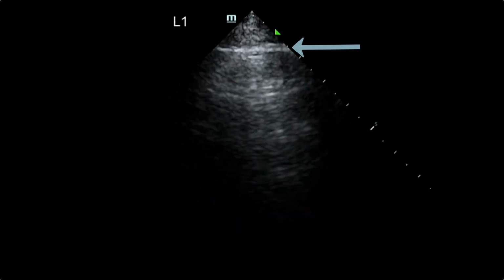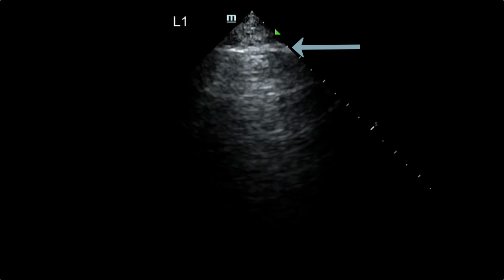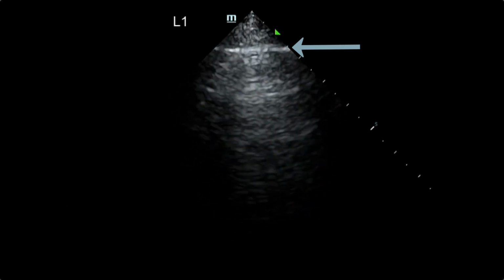The pleural line is the brightest horizontal line seen just below the ribs. If you're having trouble seeing the pleural line, try tilting your probe to become perpendicular to the pleural surface, which may be in a different alignment than the chest wall. By becoming perpendicular to the pleural surface, you increase the reflection of ultrasound waves back to the probe, which makes the pleural line appear brighter.